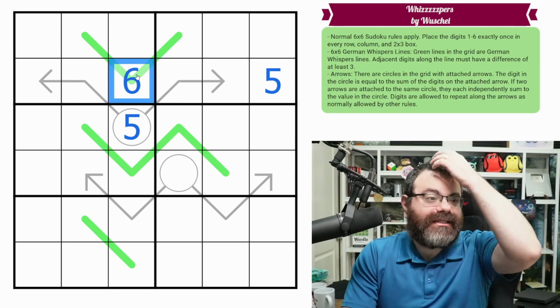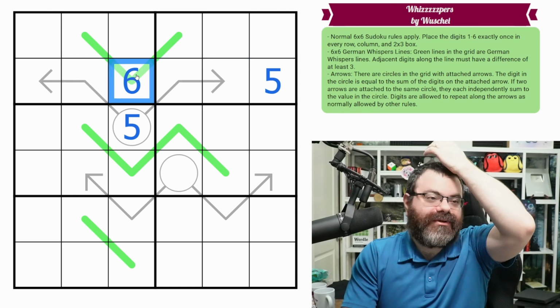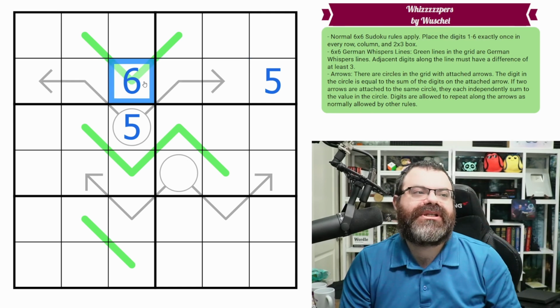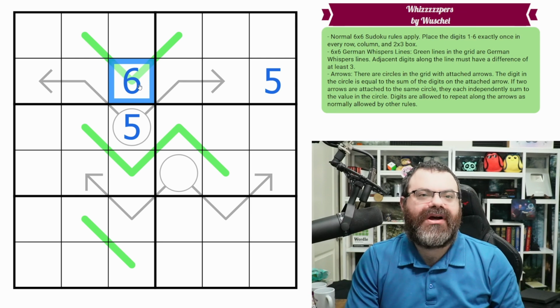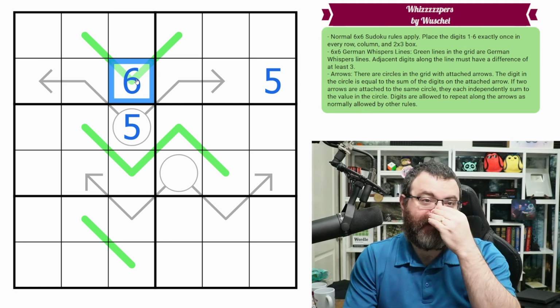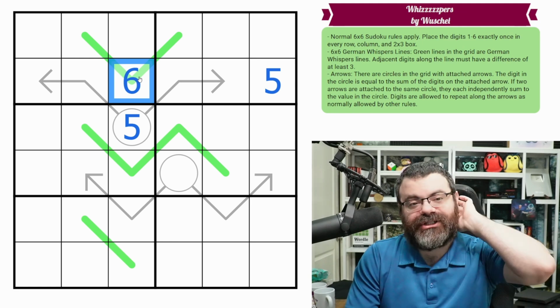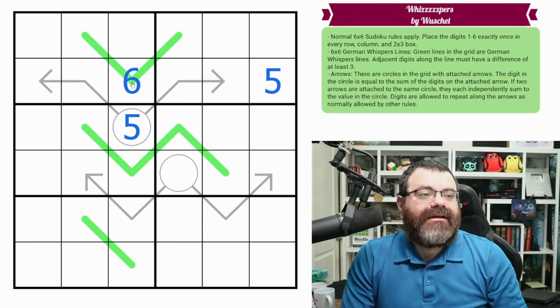Now, from this 6, this is going to tell us a property about German whispers. I'm going to introduce this property, which is the every other property, low, high. So it always alternates low and high. Low being the 1, 2, 3, and high being the 4, 5, 6. We kind of segment the possible digits in half. Why do we do that?